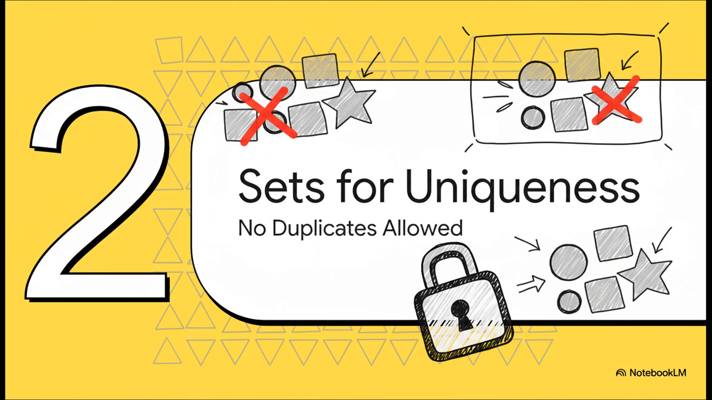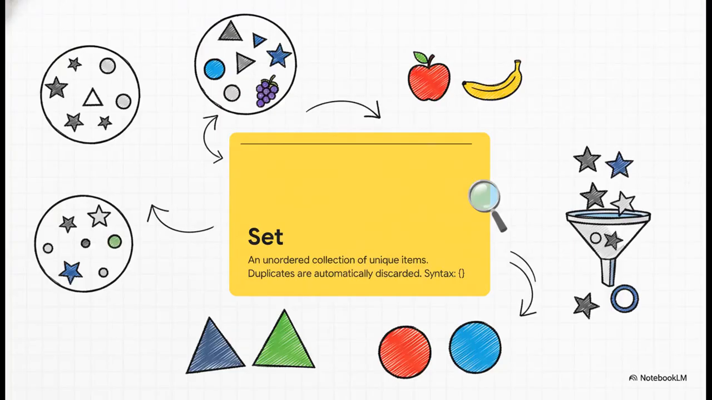But what if you have a different kind of problem? Let's say you're collecting user tags or maybe product IDs, and having duplicates isn't just messy, it's actually wrong. For a job like that, you need a more specialized tool. So say hello to the set.